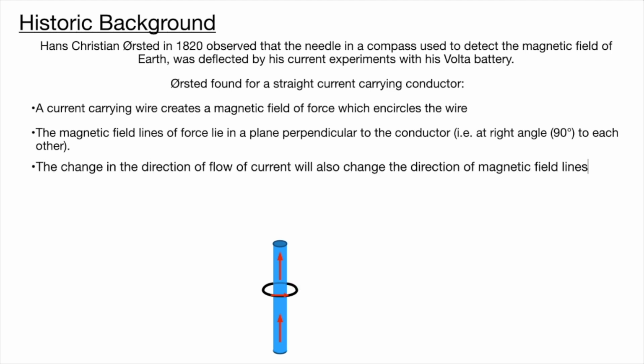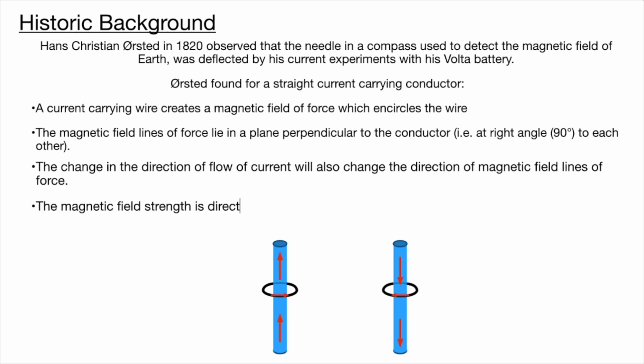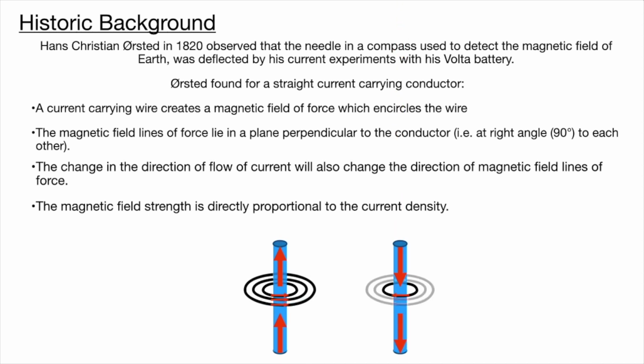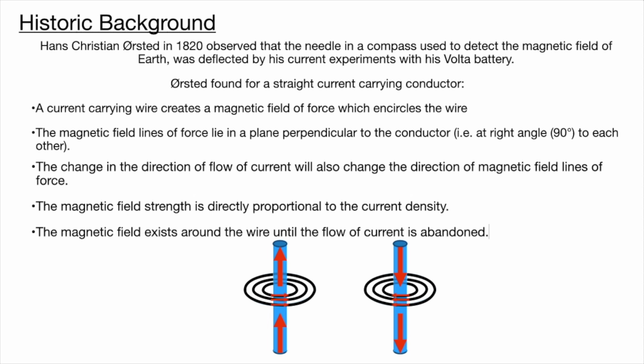The change in the direction of flow of current will also change the direction of the magnetic field lines of force. The magnetic field strength is directly proportional to the current density. The magnetic field exists around the wire until the flow of current is abandoned.